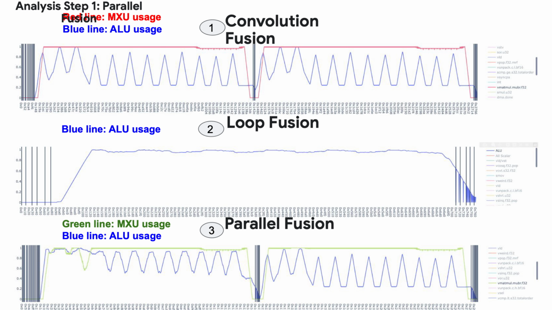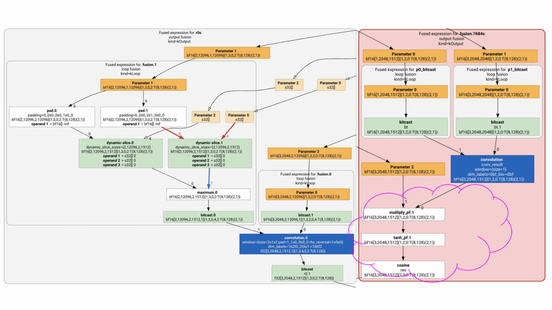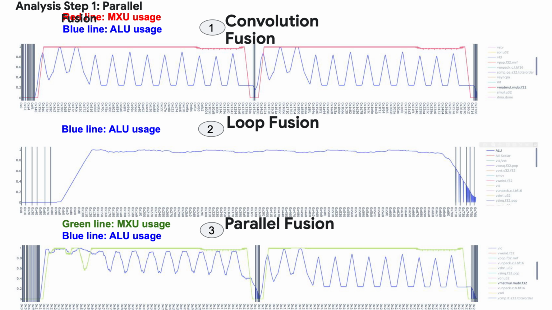So whatever HBM transfers and VPU needed for this pink cloud of operations was perfectly hidden with the blue line of the convolution. So the MXU remained the same way. And the blue line just bumped up a little bit. We increased the intensity of the VPU operations, but overall we kept the execution time of the left-hand side fusion the same. So great. So where is our performance improvement coming from?